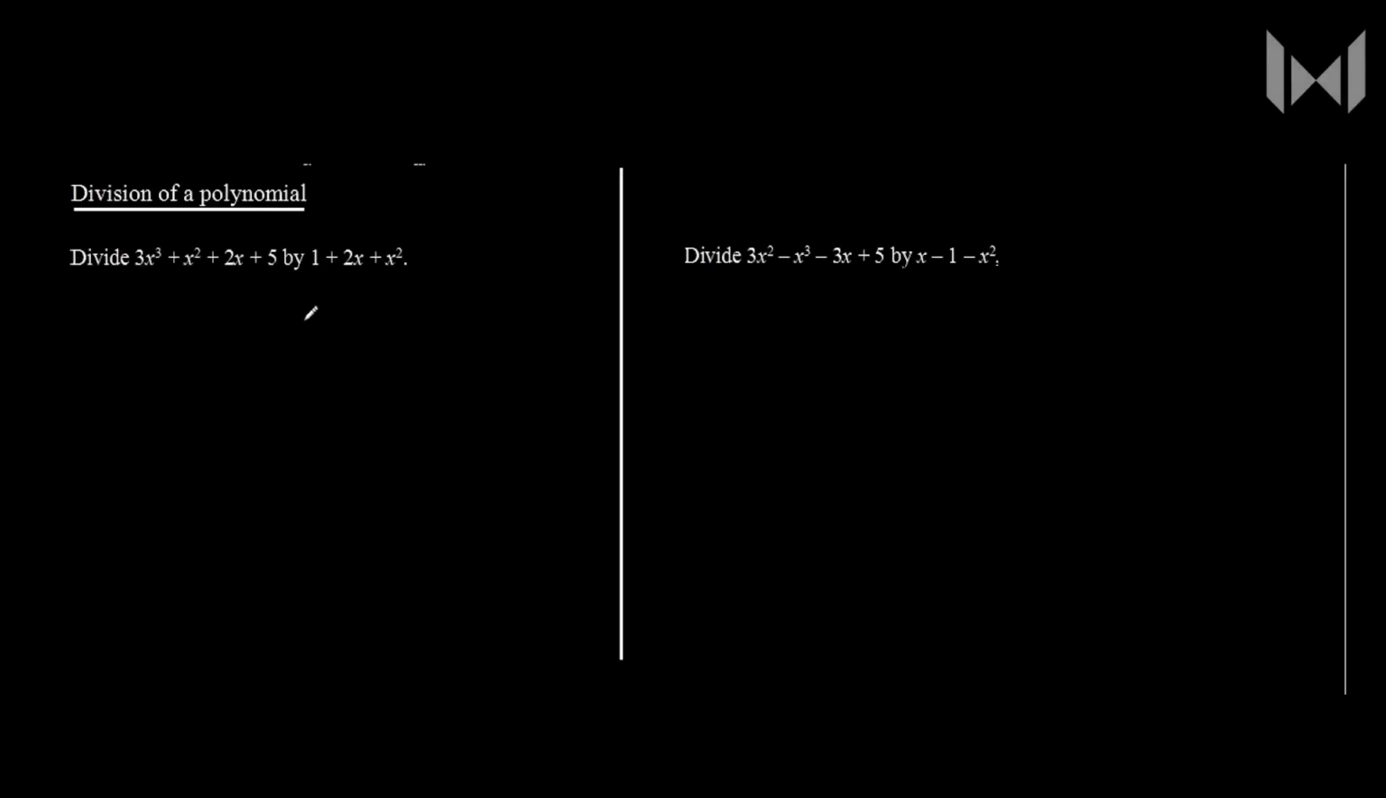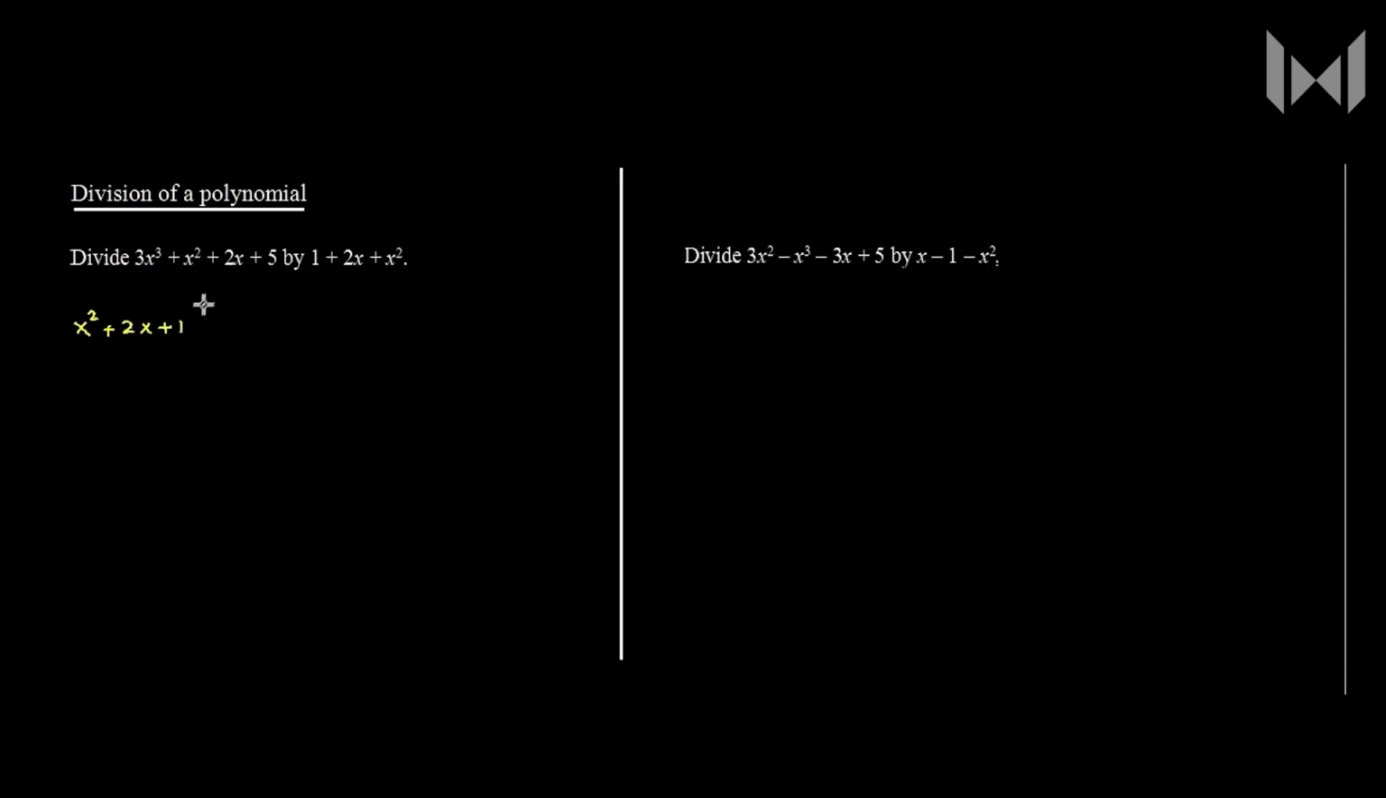Hello, in this video we learn how to divide a polynomial by another polynomial. The first thing we need to remember is that whenever we are writing a polynomial, whether the divisor or the dividend, we should always write it in standard form. So because it's given as 1 plus 2x plus x square, we shall write it this way: x square plus 2x plus 1.